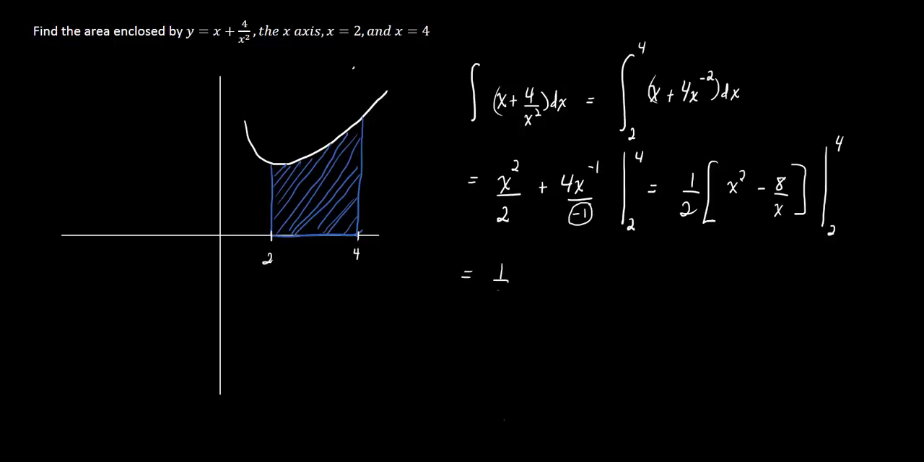Plugging in the upper bound, we have 1/2 times 16 minus 2. Plugging in the lower bound, we're going to have 4 minus 4. That's relatively nice, and this goes away and comes to 0. And we will have 16 minus 2, which is a value of 14. 14 divided by 2 gives us a value of 7.